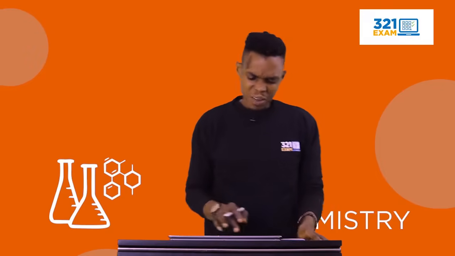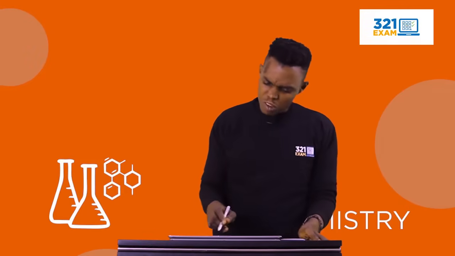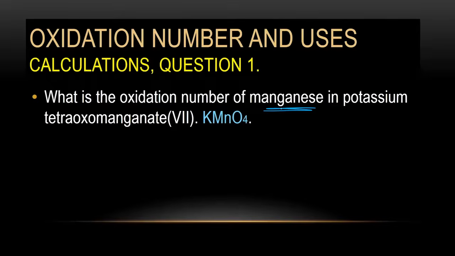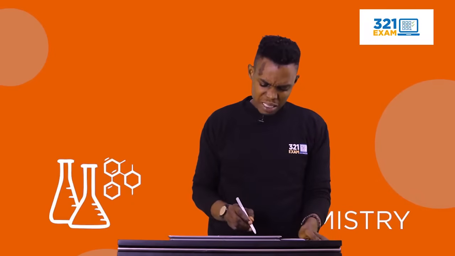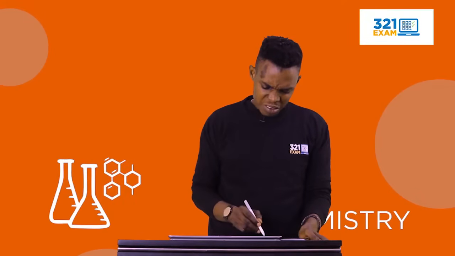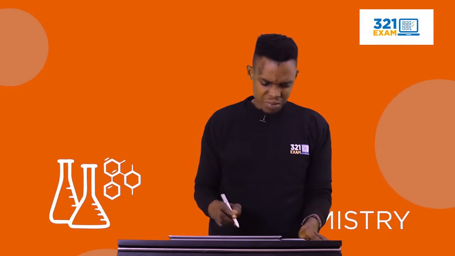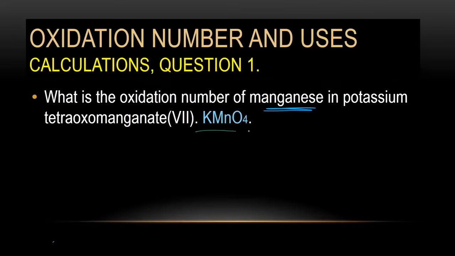Good. So now let's calculate. They say, what is the oxidation number of manganese in potassium tetraoxomanganate 7? Very simple. They've already given the formula for potassium tetraoxomanganate 7, which is KMnO4. So you have K plus Mn plus 4 oxygen.